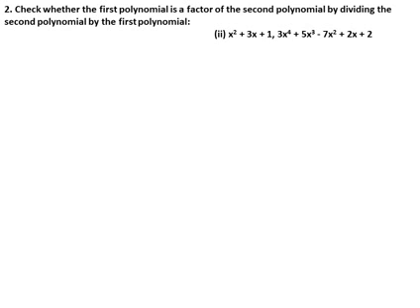Okay, here x square plus 3x plus 1, comma 3x power of 4 plus 5x cube minus 7x square plus 2x plus 2. Always the highest degree polynomial we can assume as the dividend. So I will take 3x power of 4 plus 5x cube minus 7x square plus 2x plus 2 as the dividend. The divisor is x square plus 3x plus 1. First we need to check whether it is arranged in the descending order. It has been arranged in the descending order.